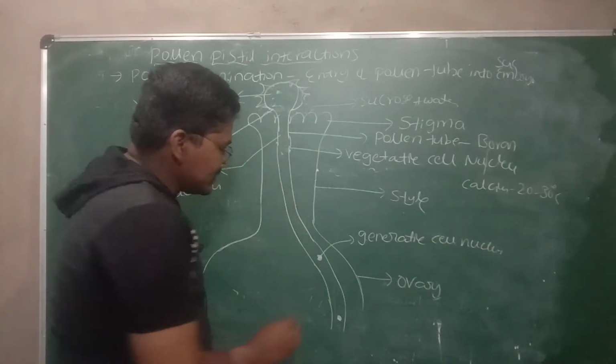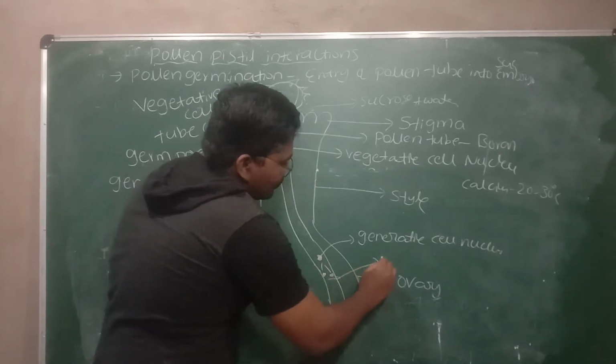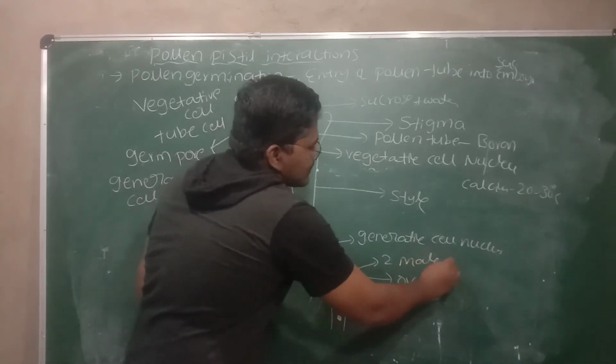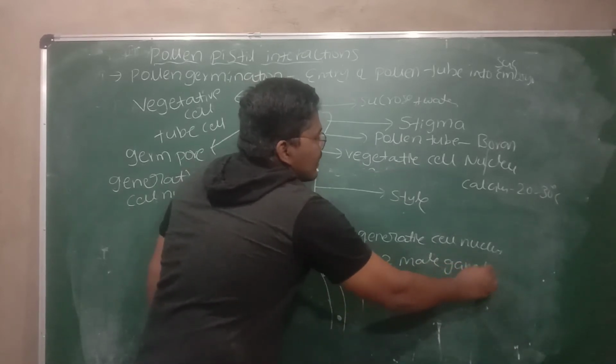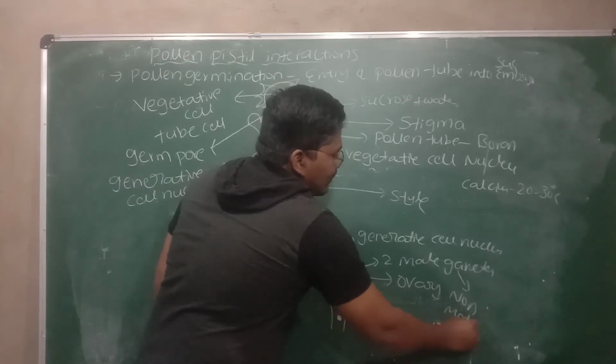This generative cell nucleus divides by mitosis and forms two male gametes. These are the two male gametes. These are non-motile. Male gametes are non-motile.